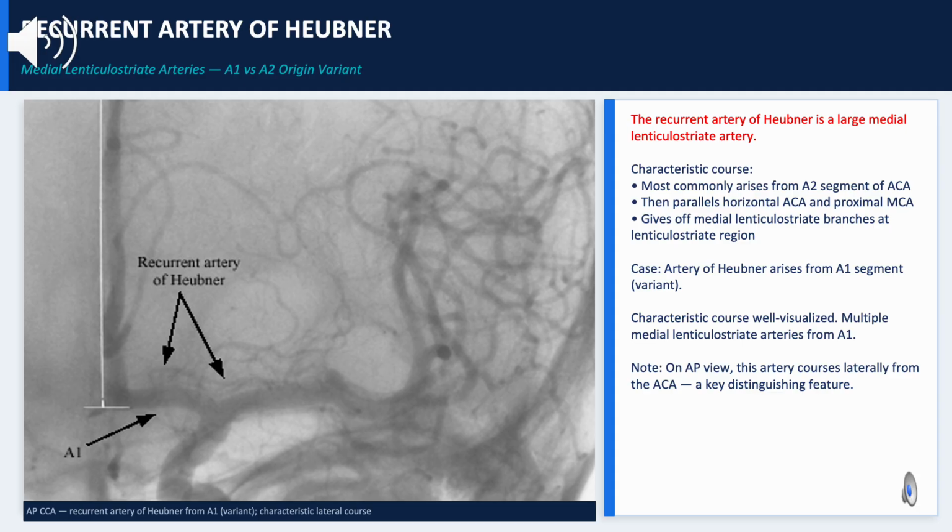The clinical importance of this vessel is outsized relative to its caliber. It supplies the head of the caudate nucleus, the anterior limb of the internal capsule, and the anterior putamen, territory where infarction causes profound cognitive and motor deficits. The artery of Heubner and the perforating lenticulostriate arteries are the reason that carotid bifurcation and proximal MCA embolization must be performed with extreme caution. Inadvertent occlusion of a lenticulostriate vessel causes immediately apparent neurologic deficit.